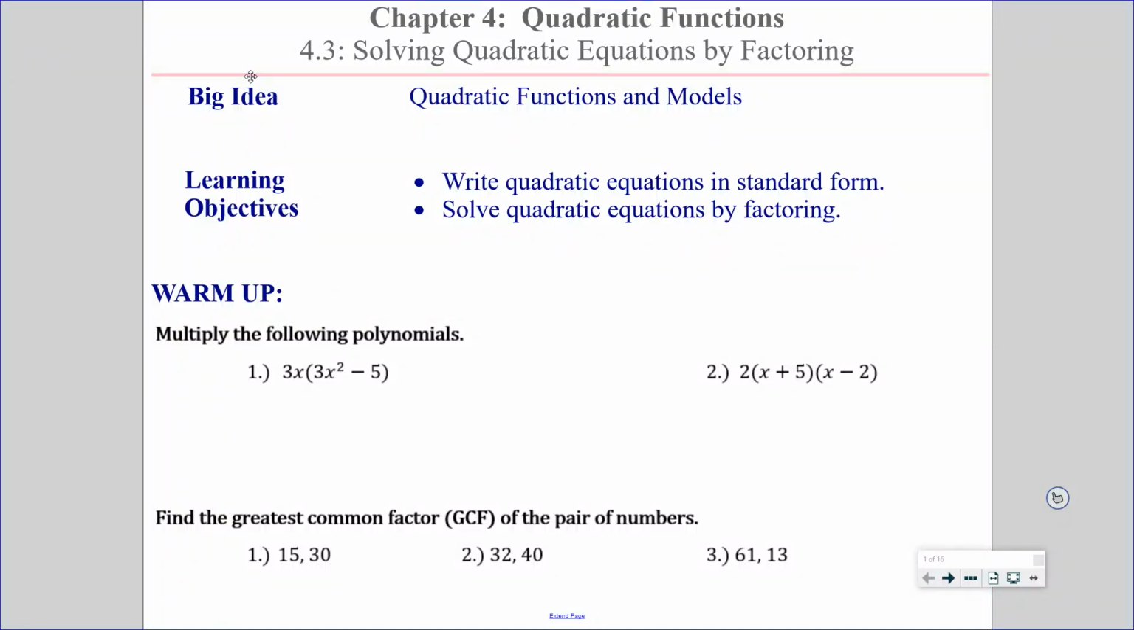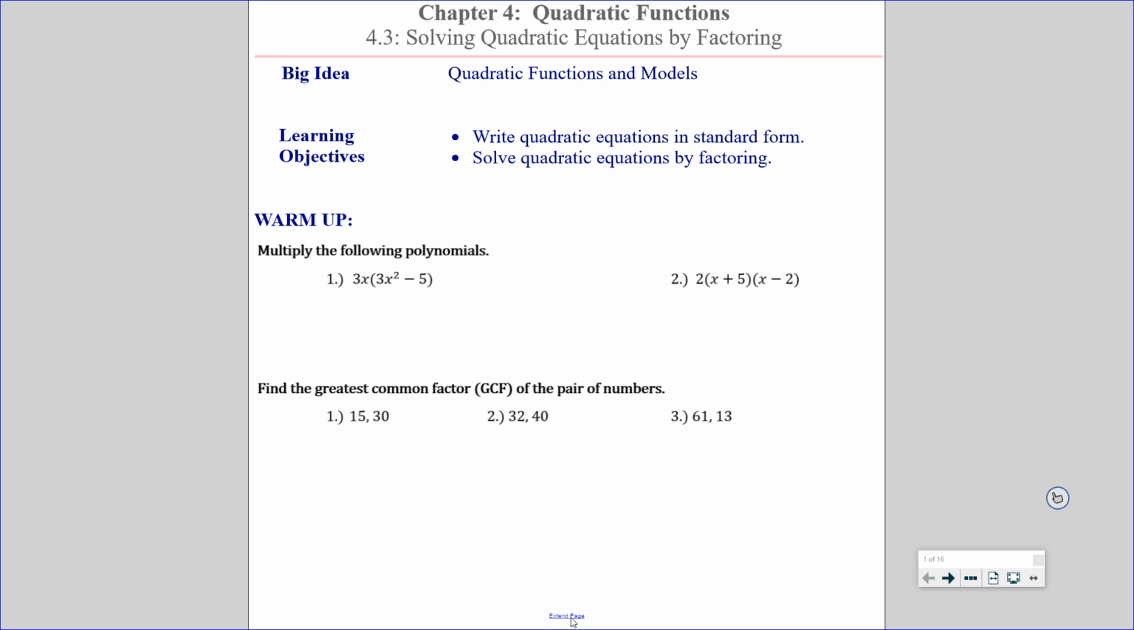Alrighty, this is lesson 4.3. This is our first day. Students are working on the warm-up problems of multiplying these polynomials and then finding the GCF.